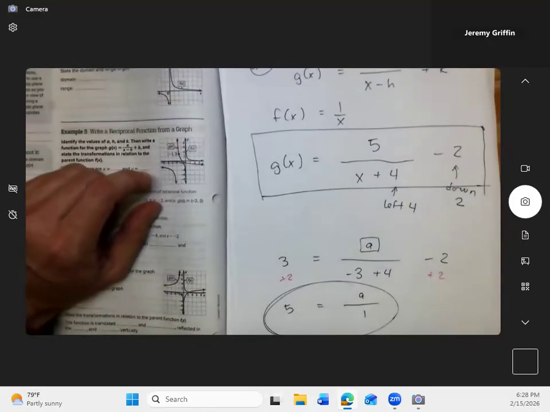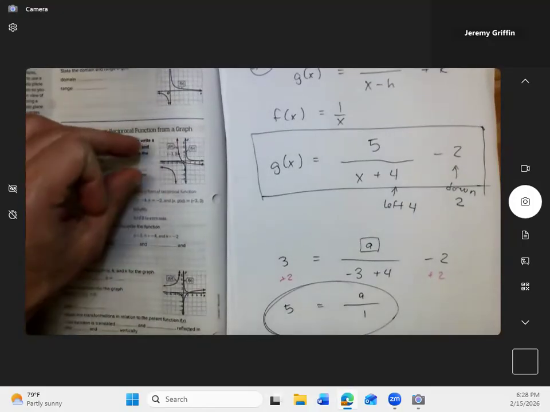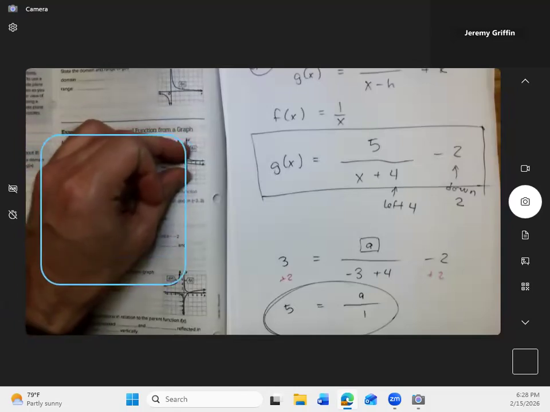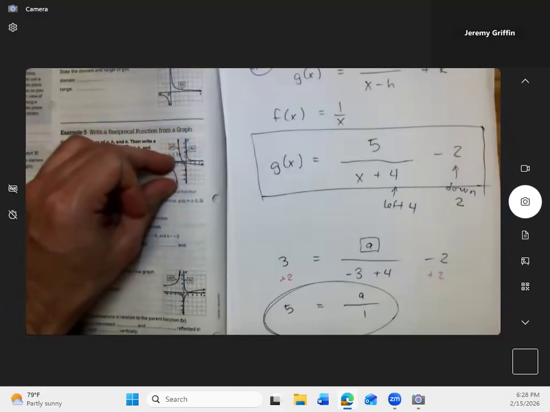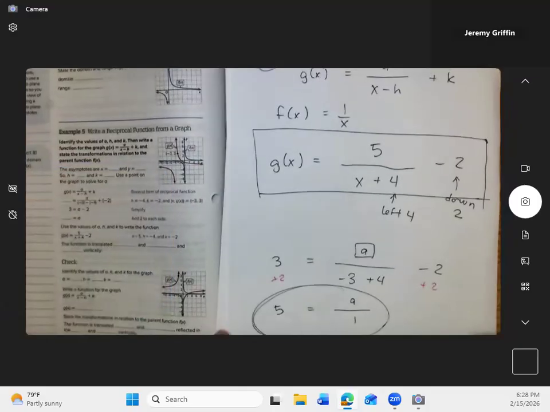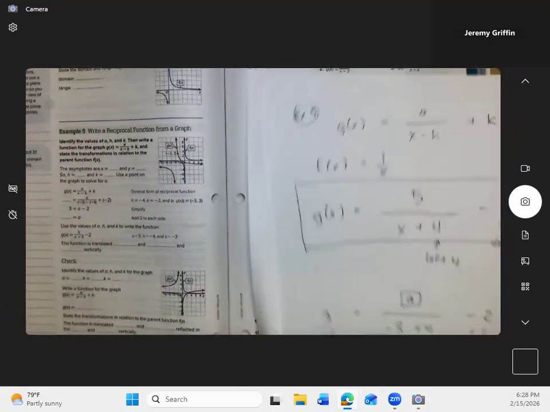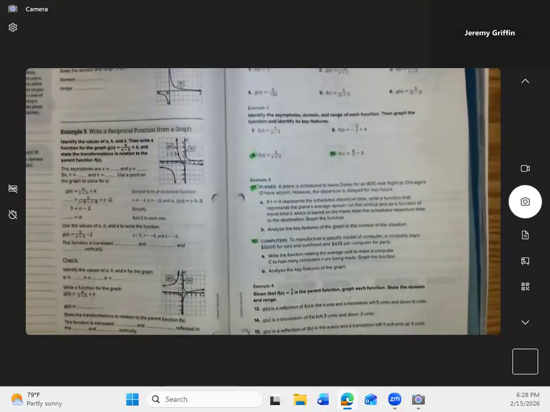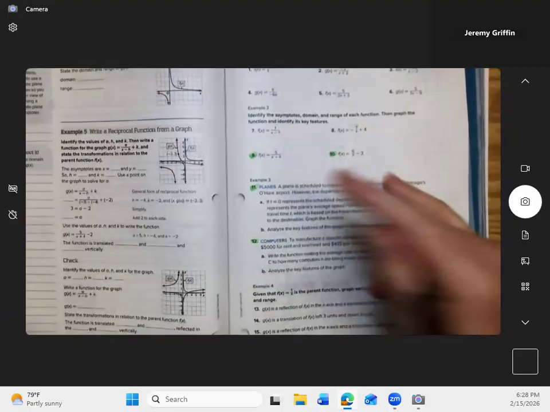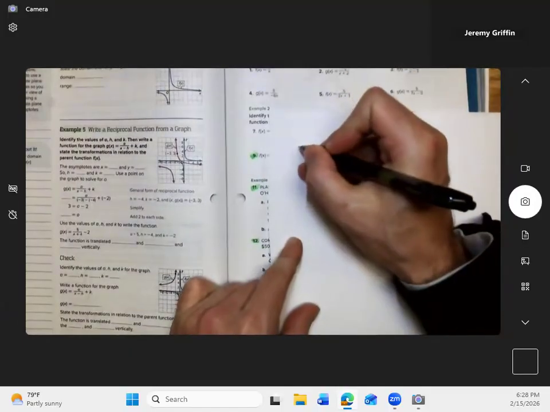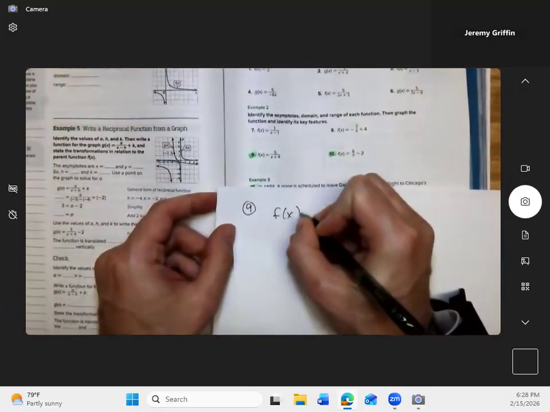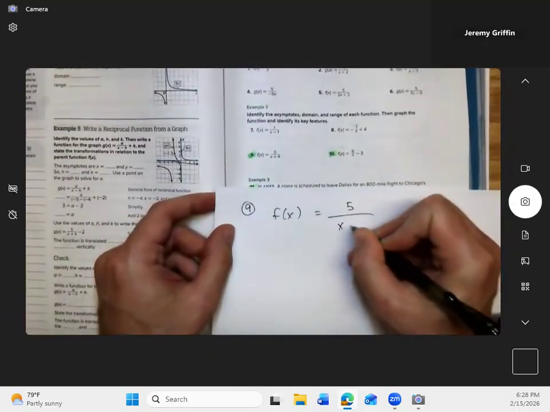Does the graph kind of look like that? Okay, if you were to take this blue graph, shift it left 4, down 2, and then stretch it vertically by a factor of 5, then one of the points would be negative 3, 3. All right. Boom. Let's jump into the text questions. Somebody's highlighted: identify asymptotes, domain, range, graph the function, key features. Yeah, let's do all of that. So number nine here, I got f of x equals 5 over x plus 4.